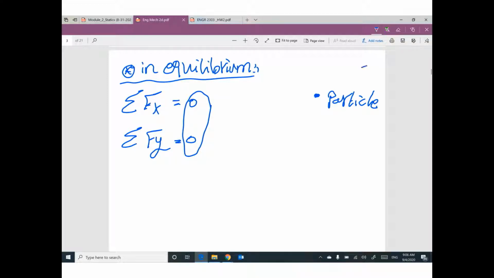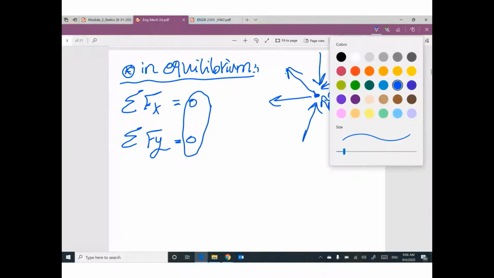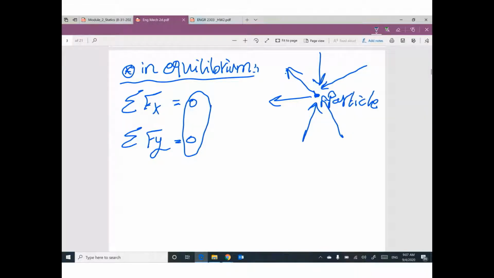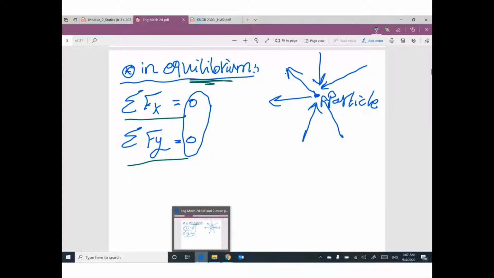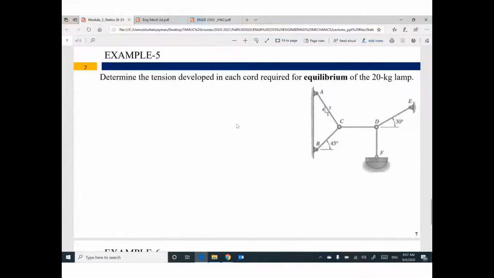If you have any number of forces, whatever you have, go ahead and get the horizontal and vertical component for each force. Then the summation of all horizontal components equals 0, all vertical components equals 0, if only this particle is in equilibrium. And we solved a few examples last meetings. Let me start with example number 5.